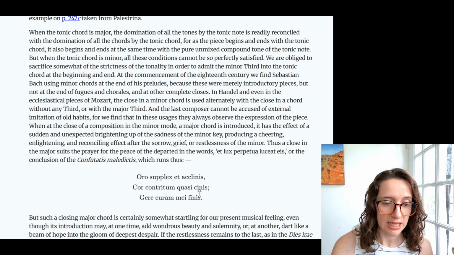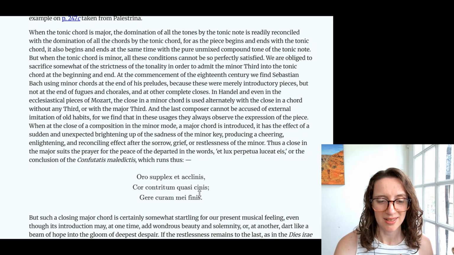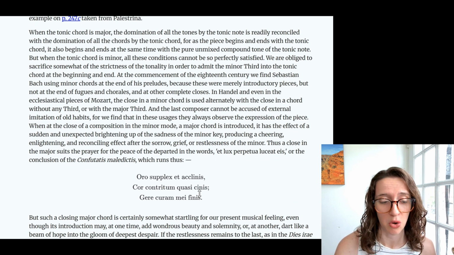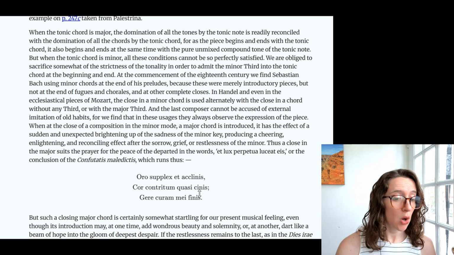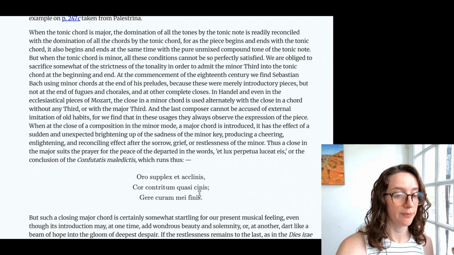In Handel, and even in the ecclesiastical pieces of Mozart, the close in a minor chord is usually altered with the close in a chord without any third, or with the major third. You can imagine it being a bit startling when a minor piece closes in a major chord, but it could evoke hope at the end of despair, or peace at the end of war.